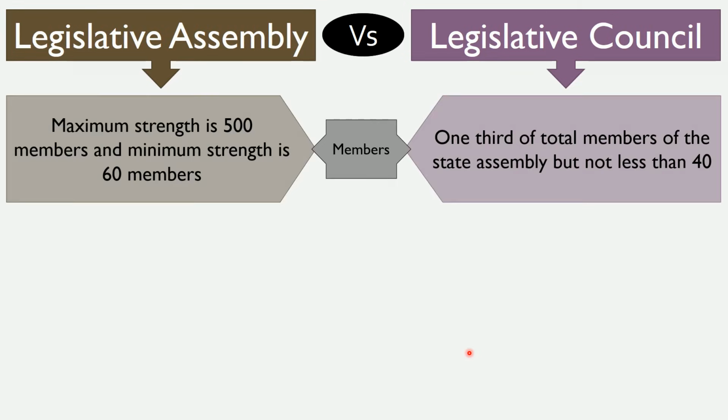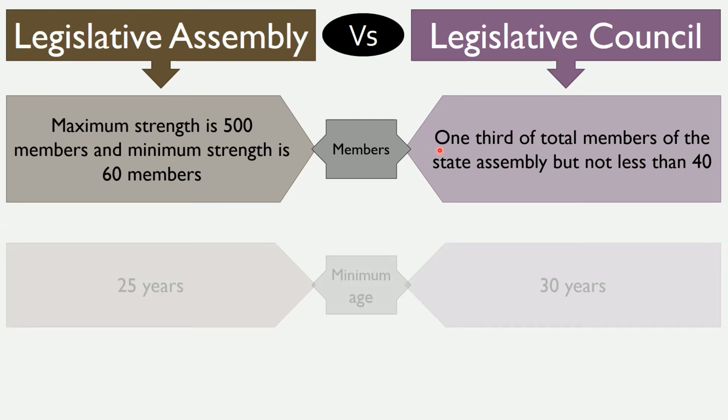Next, the maximum strength of a Legislative Assembly is 500 members and the minimum strength is 60 members, but there are certain exceptions to this rule. In contrast, the maximum strength of a Vidhan Parishad or Legislative Council cannot be more than one-third of the total members of the Vidhan Sabha. However, it should not be less than 40.